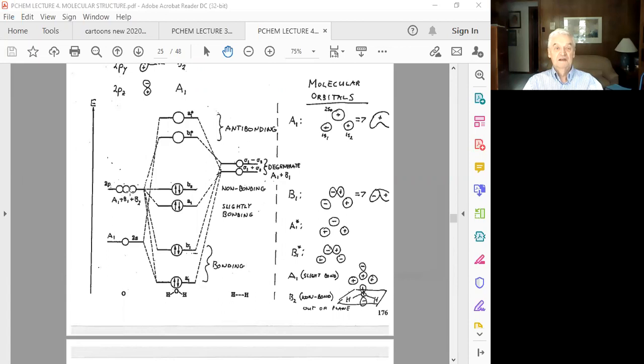Okay, now notice with the 2 P's, I had an A1, B1, and B2. I've used up the A1 from the S here. I've used the B1 from the P orbital. But I also have a B2 orbital on the oxygen, and there are no B2 orbitals that we have for the hydrogen atoms. So this is strictly non-bonding, and in some diagrams, I'll just put an N next to it.